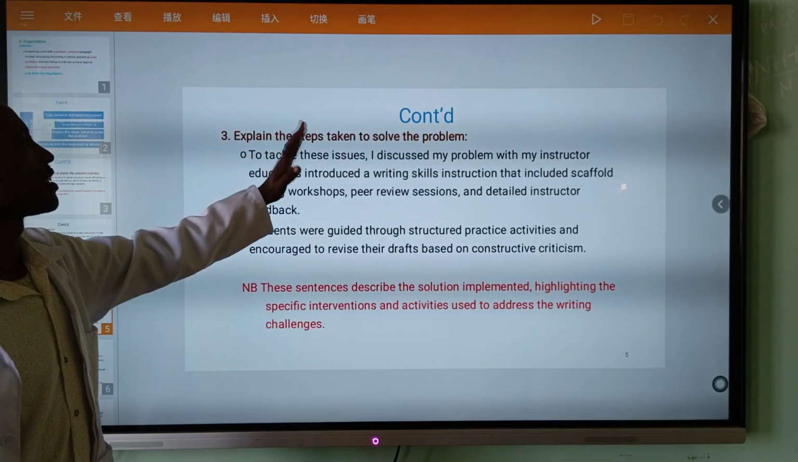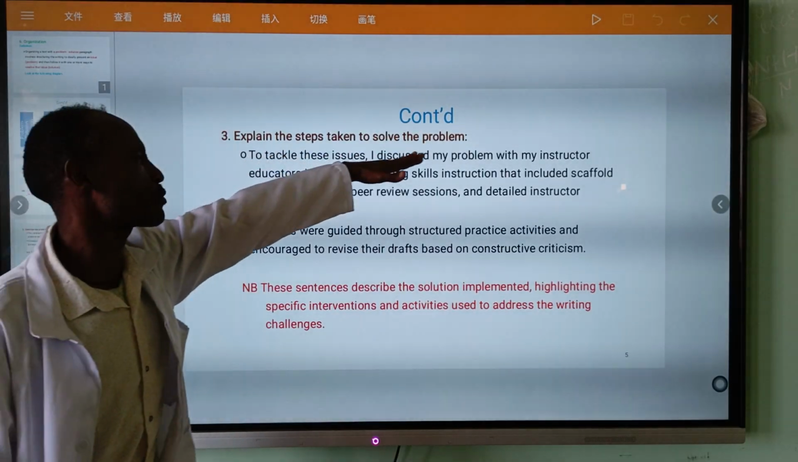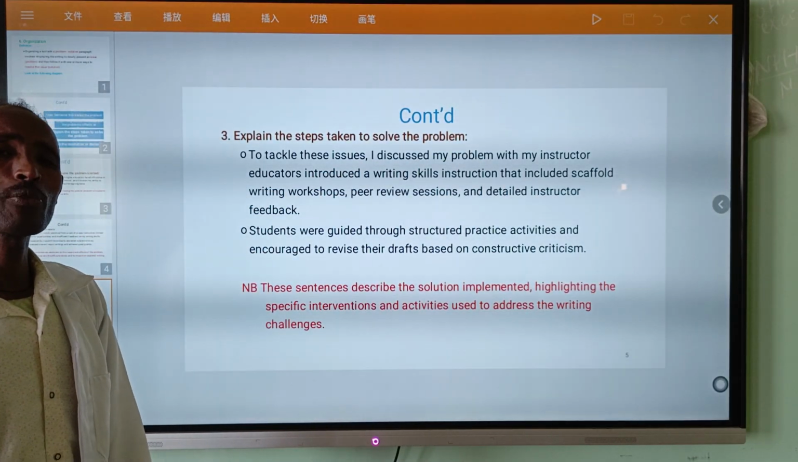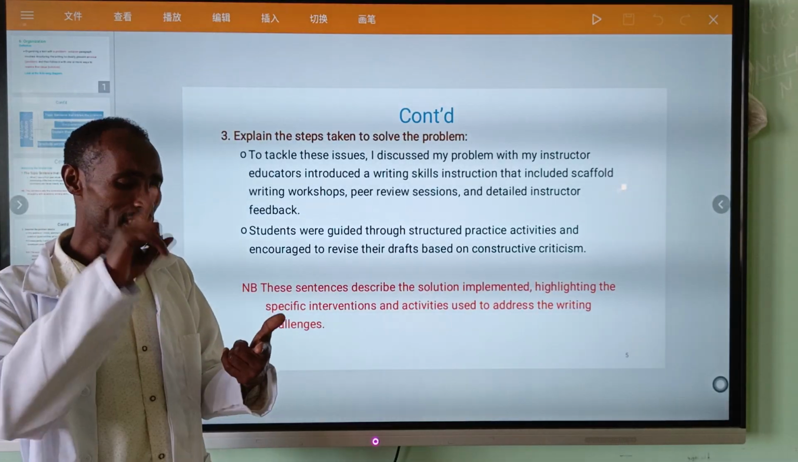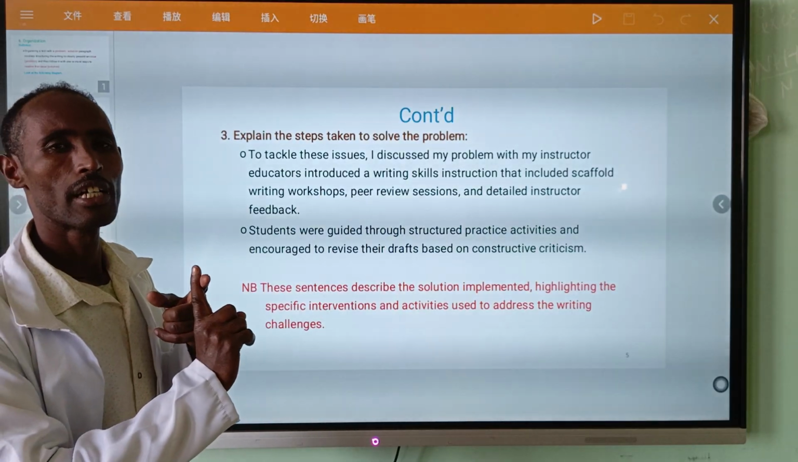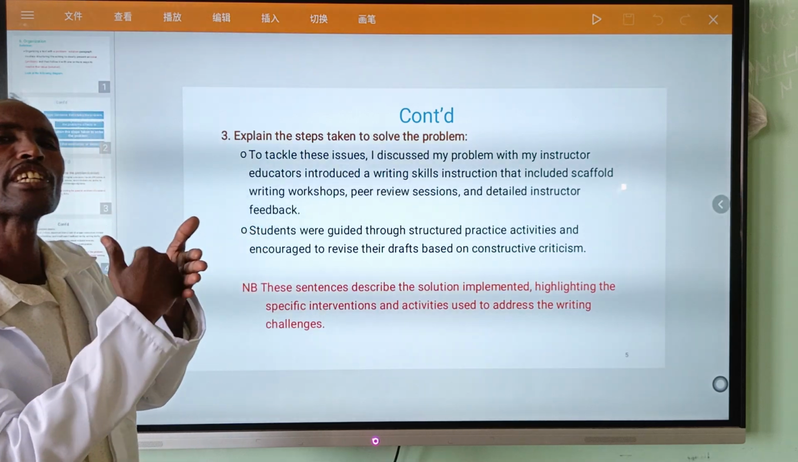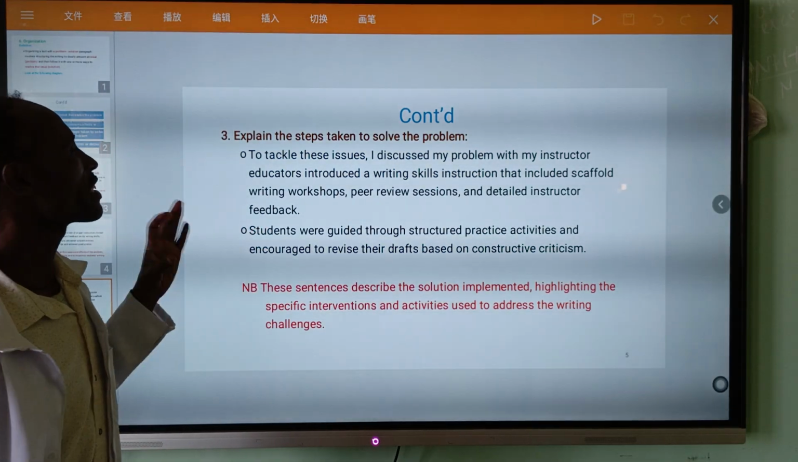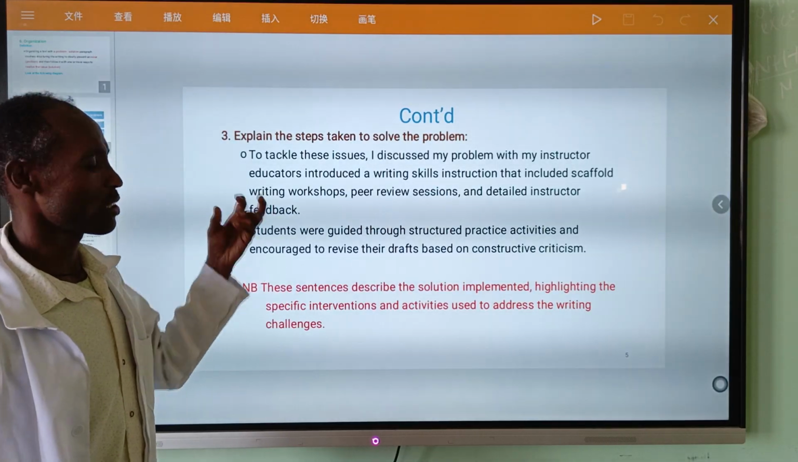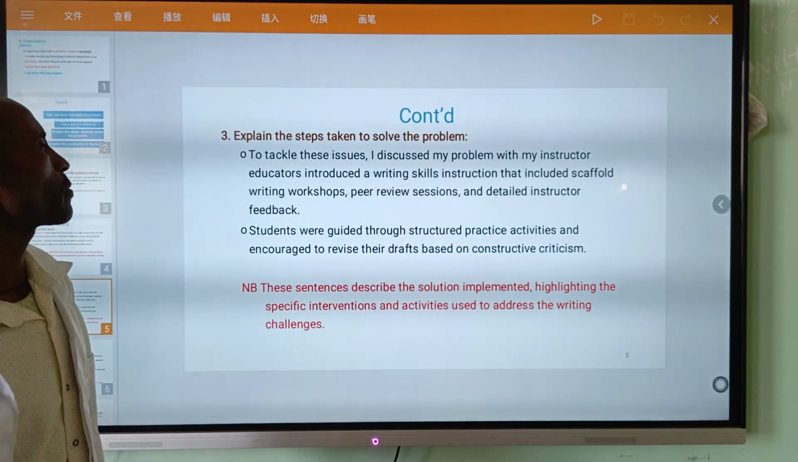The third element of a problem solution paragraph is explaining the steps to solve the problem. Remember, first, you will explain the problem in detail. The second is explaining the problem using supporting details. The third is what actions the writer took to solve the problem. What action was taken to solve the problem?